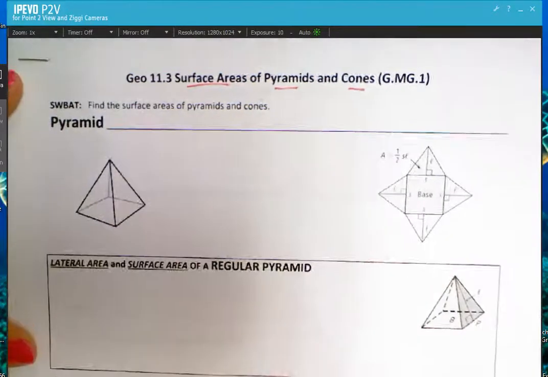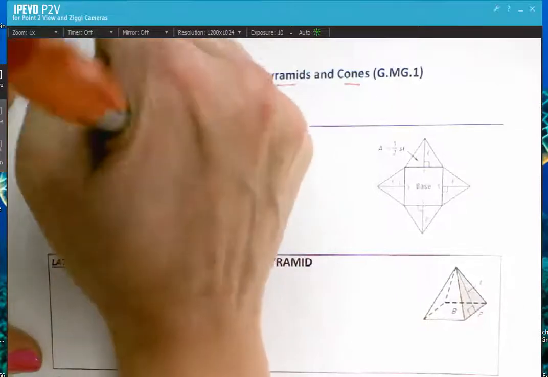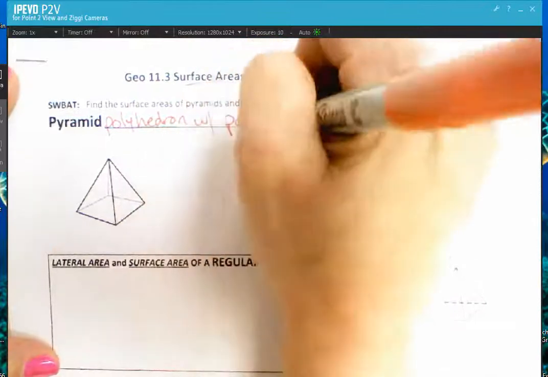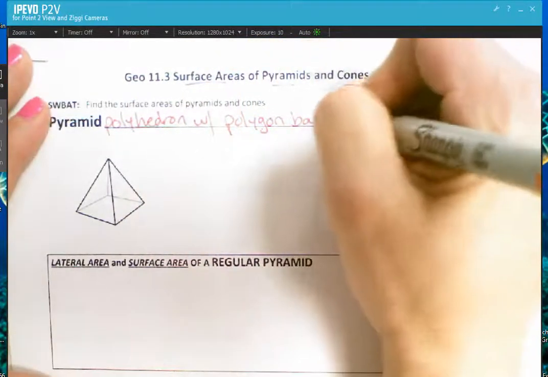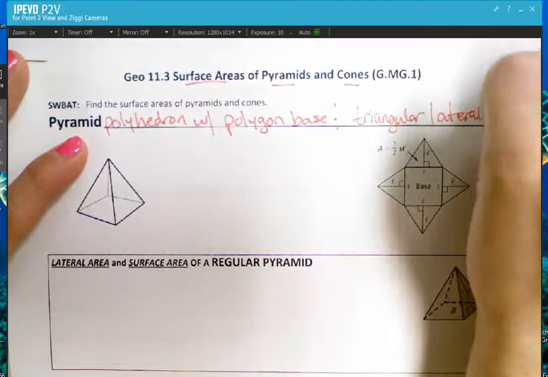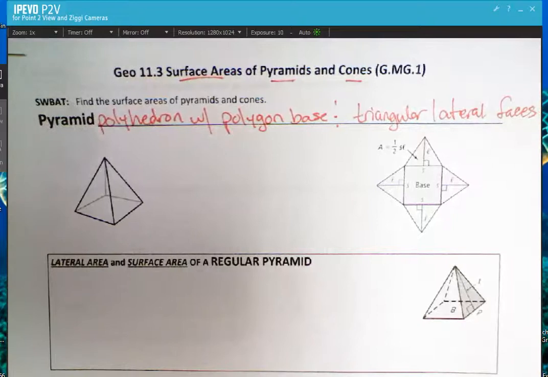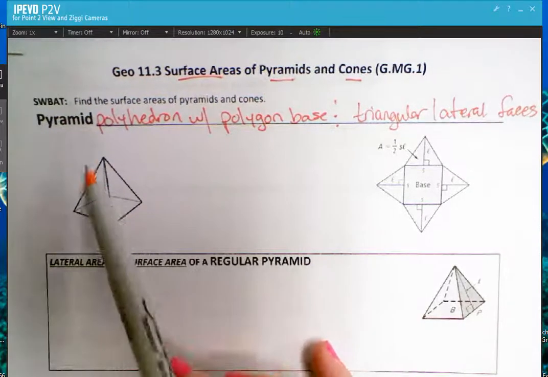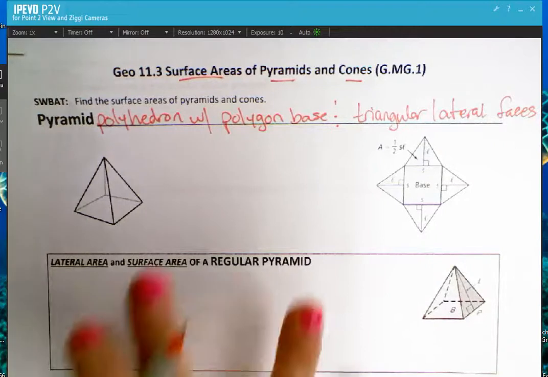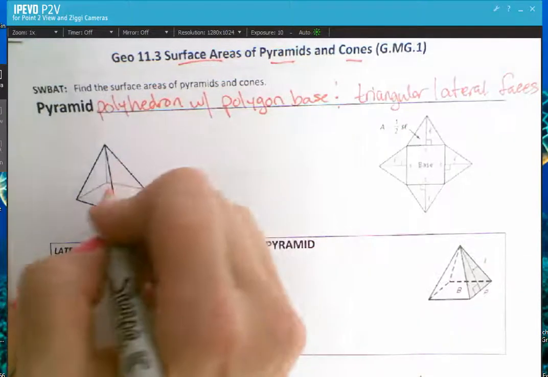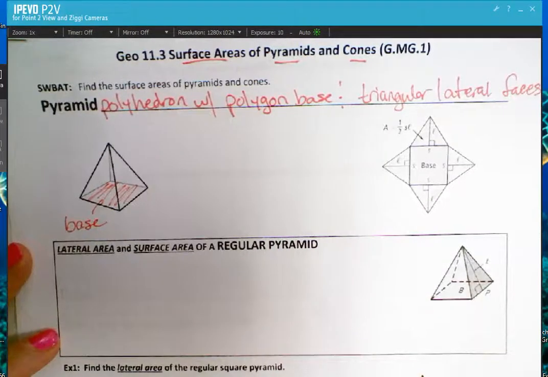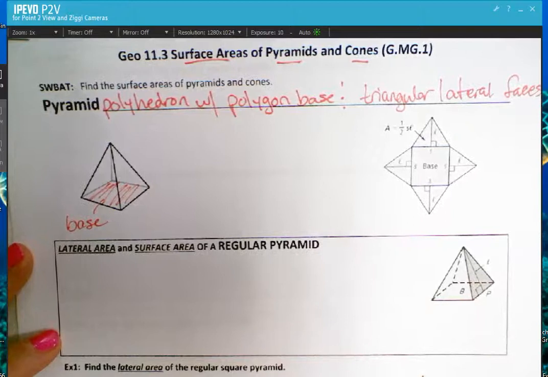Let's recall the definition of a pyramid: a polyhedron with a polygon base and triangular lateral faces. Since our polygon base is a square, I'm going to have 4 of those congruent triangular lateral faces. We know that this is the base, and this base happens to be either a square or a rectangle. We don't know that for sure.